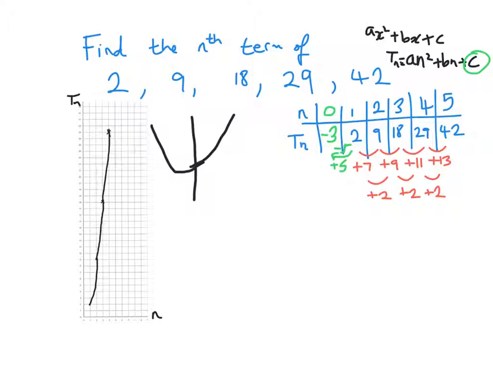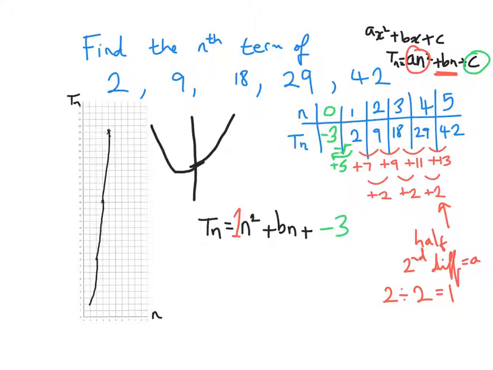My value of a is also quite simple. It's half my second difference. So half the second difference is a. 2 divided by 2 is 1, so my value of a is 1. So I know what that is as well. All I'm left with now is to find the value of b. So let's rewrite what we know and go from there. I'm going to write it out more mathematically now.